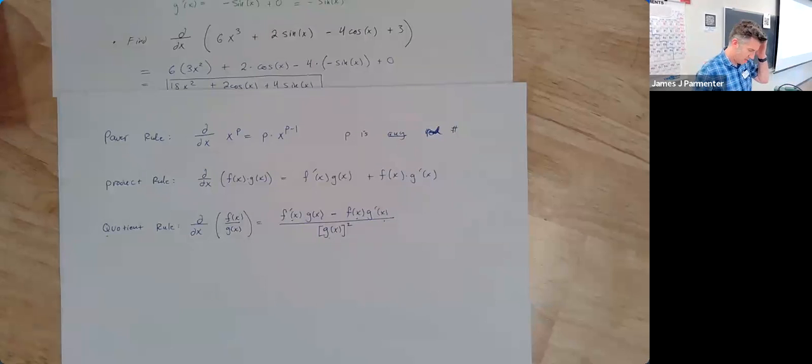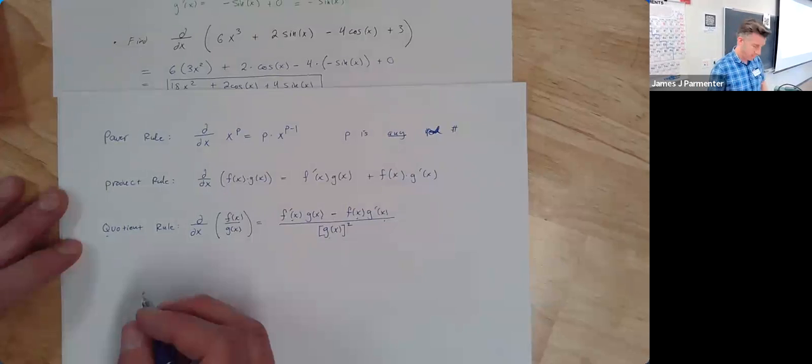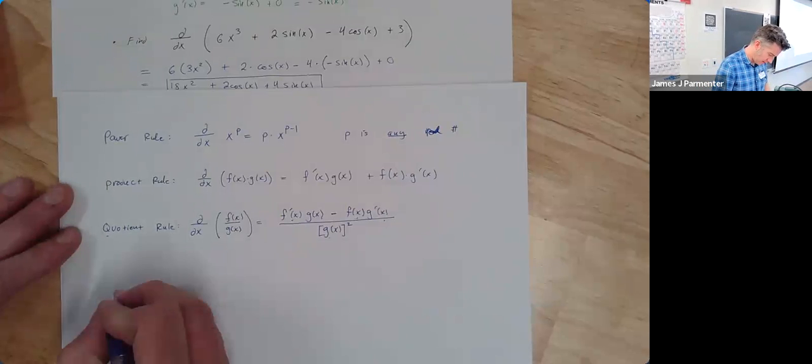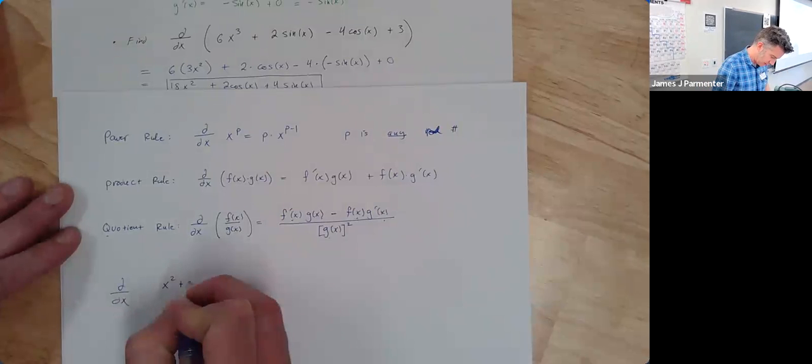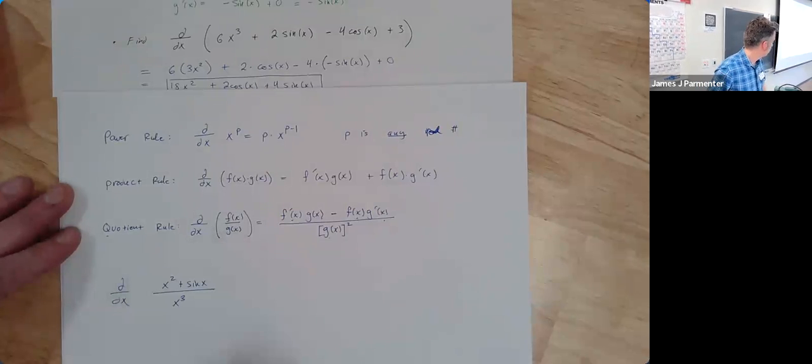So let's talk about these rules. We definitely want to practice until you know them by heart. And in your next couple homework assignments, there's definitely a bajillion problems on them, so you're going to have lots of practice. But let's do a couple examples. Let's say we want to find the derivative of x squared plus sine of x over x cubed plus 4.